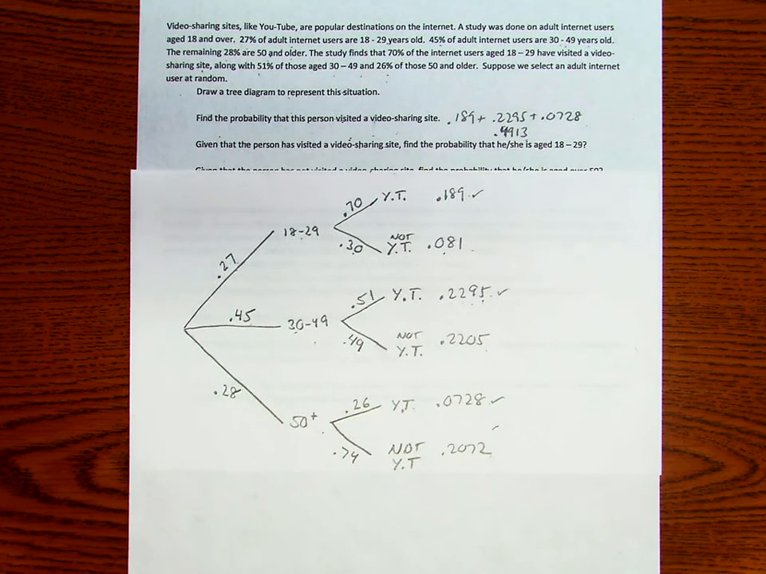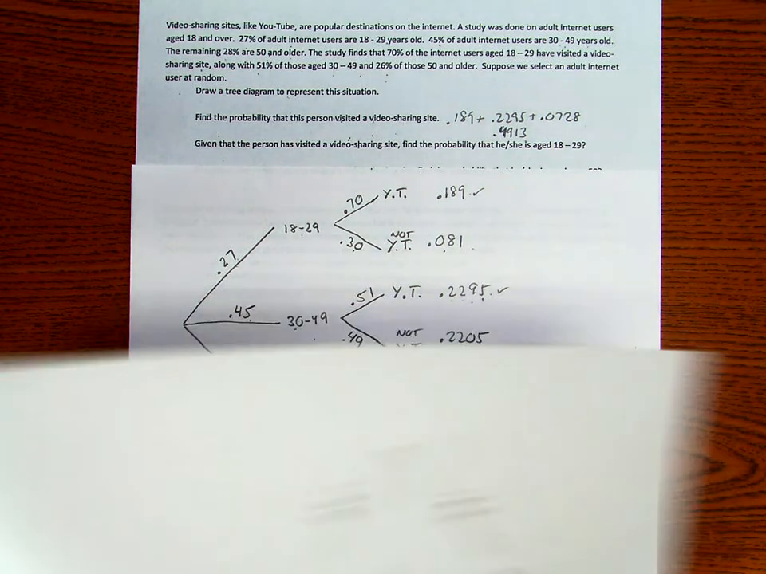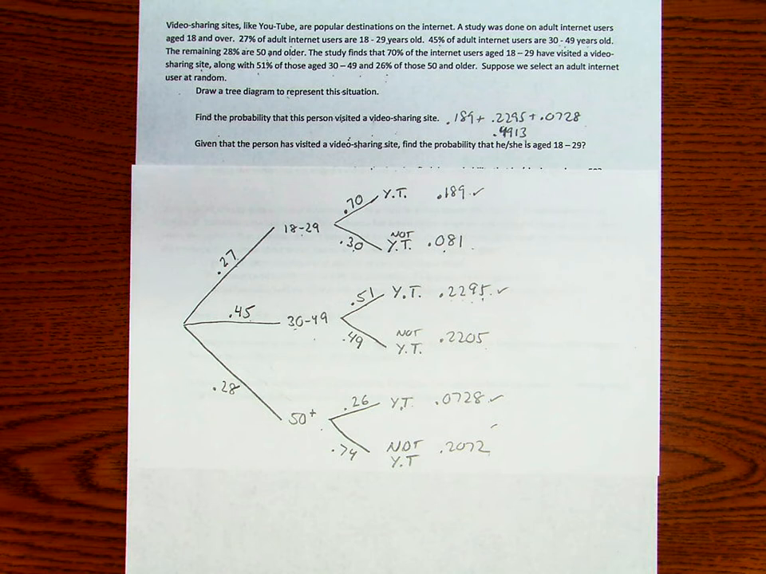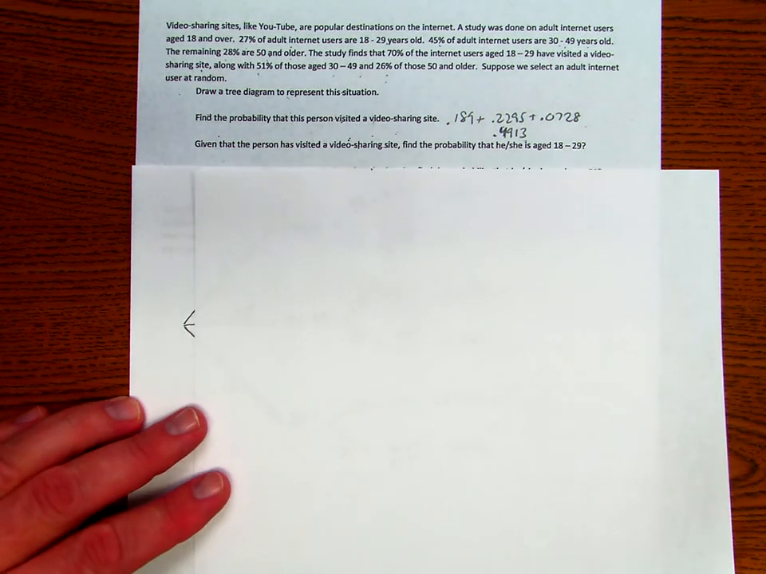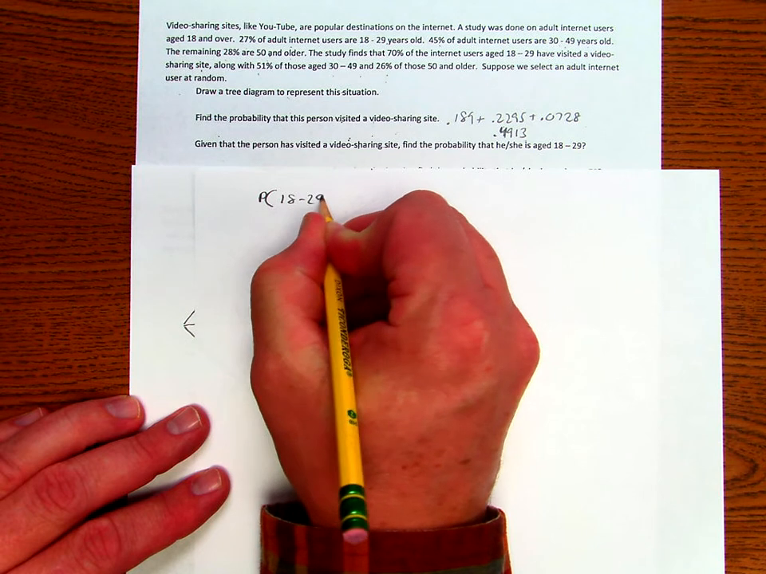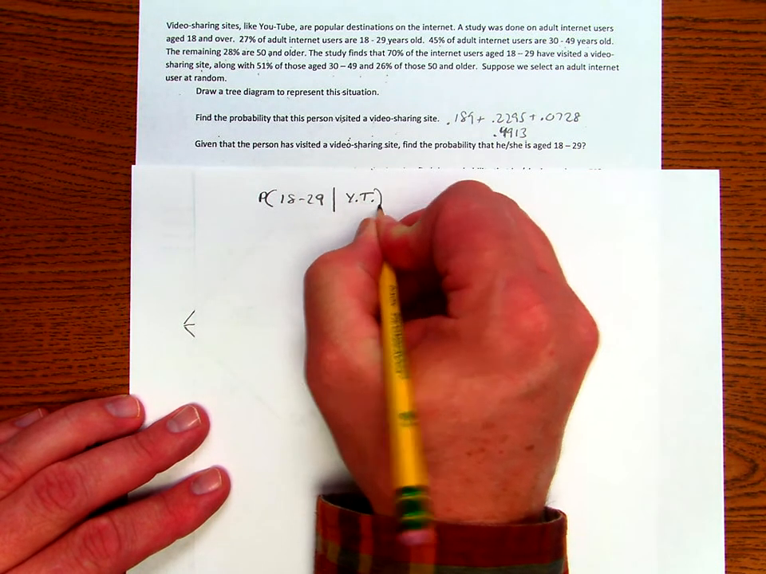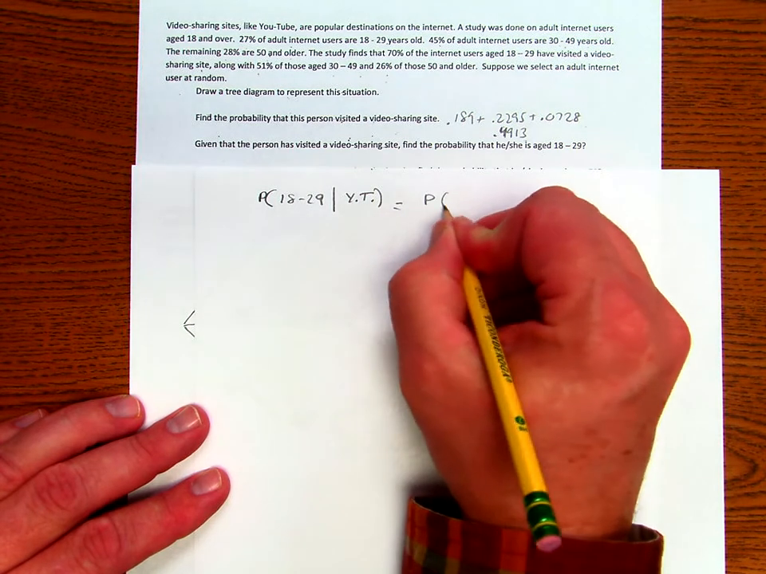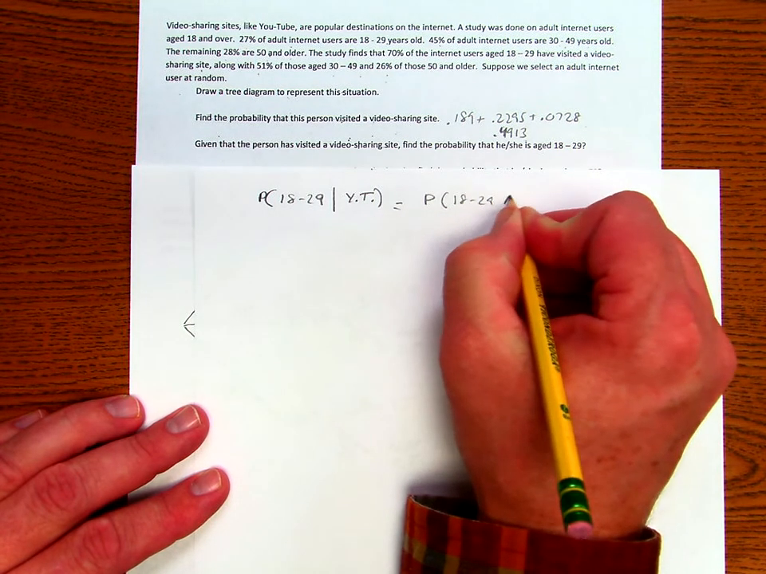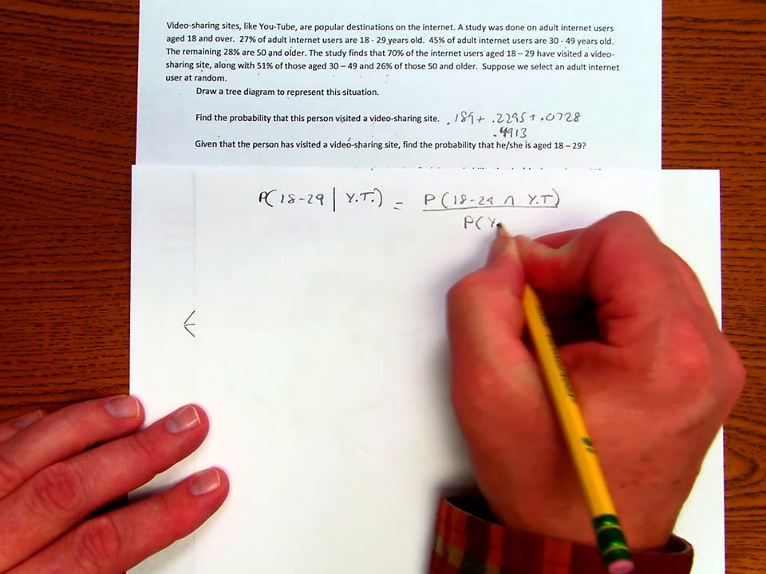All right, next question. Given that the person has visited a video sharing site, what is the probability that he or she is aged 18 to 29? So, let me get another piece of paper here, I'm sorry. So translating that into the notation, that's the probability you're 18 to 29, given that you're a YouTuber. So that means it's the probability of 18 to 29 and you're a YouTuber divided by the probability of being a YouTuber.